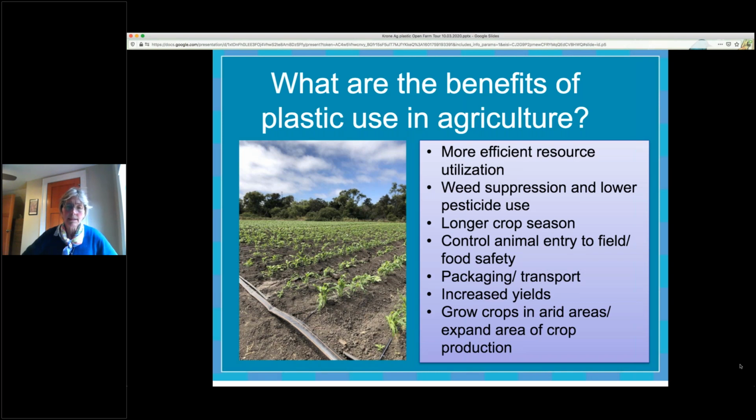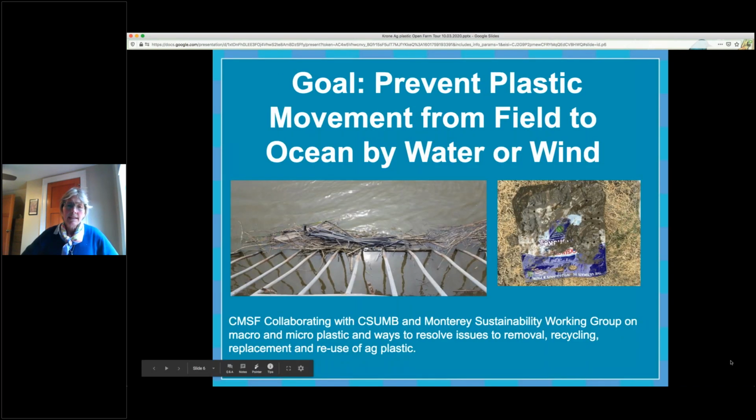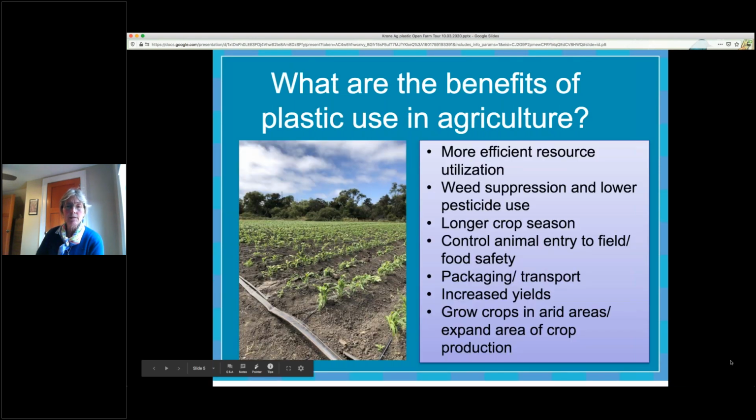great importance to agriculture. And so because it is so important to us, we need to figure out how to responsibly use that plastic. And we can be responsible or irresponsible in how we use it and how we deal with it. Next slide.